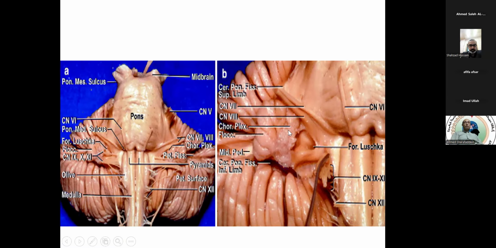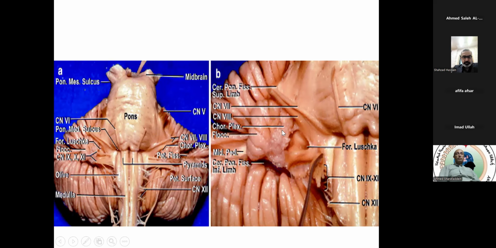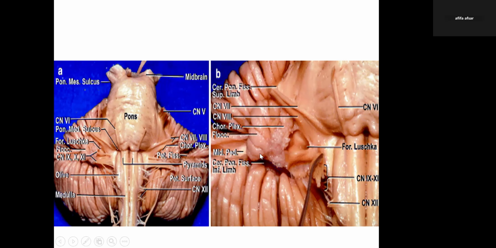So we can see that this is the petrosal surface of the cerebellum that tends to curve and fold around the pons. And this is the superior limb of the cerebellopontine fissure, and this is the inferior limb of the cerebellopontine fissure. So these two limbs are joining at the apex, forming an angular space which is called the CP angle space, and which is harboring all the lower cranial nerves.